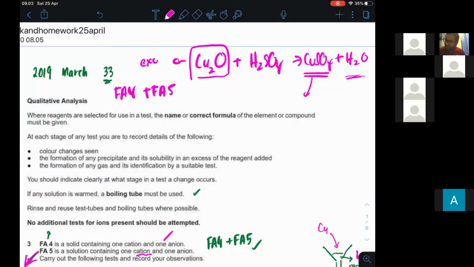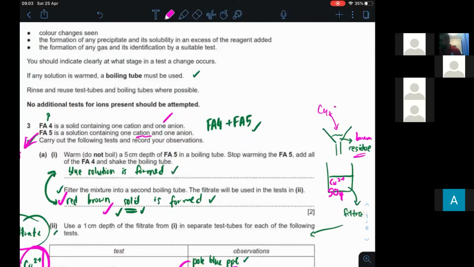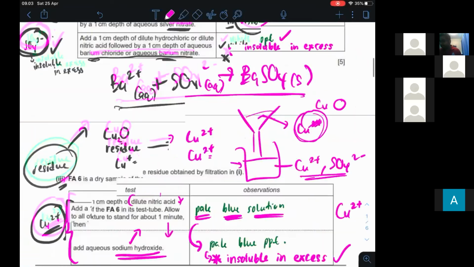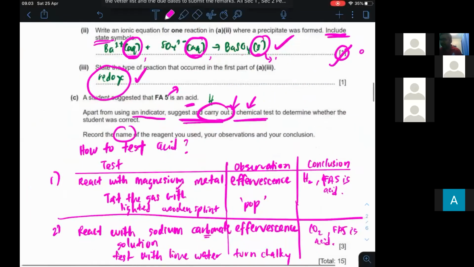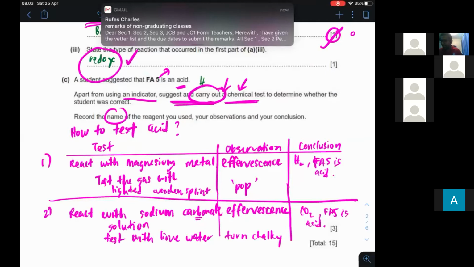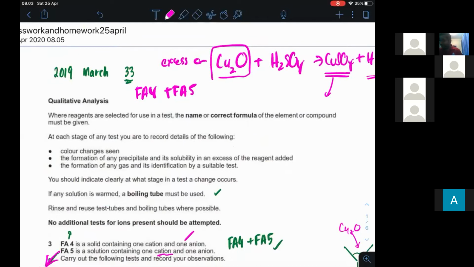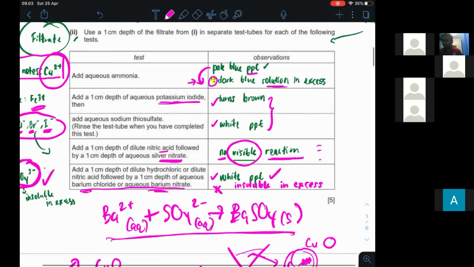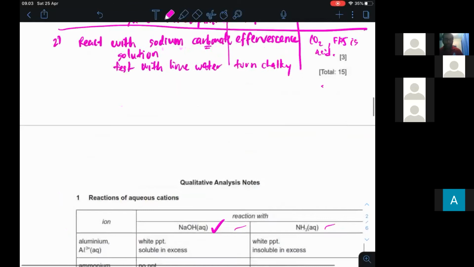So when it is in excess, it is going to be at the top. So this one is copper(I) oxide in excess. It's still brown, so that's why we have the residue. That's why it's correct. It is very important to understand this. They didn't ask you to identify FA4 and FA5, but based on the observation, you need to come up with certain conclusions over here. So our aim is to get that 15 marks. Is that clear?